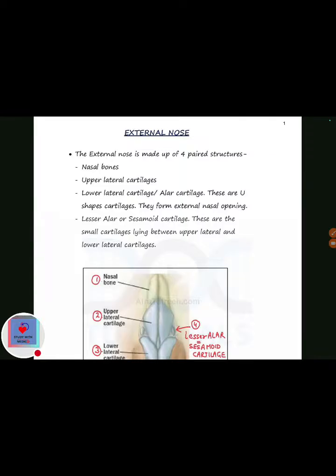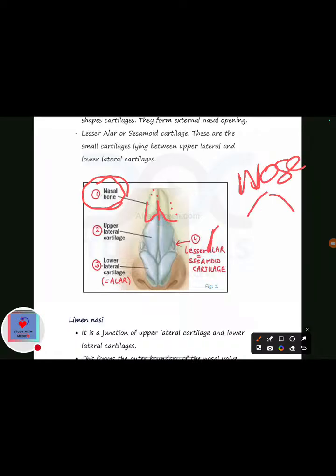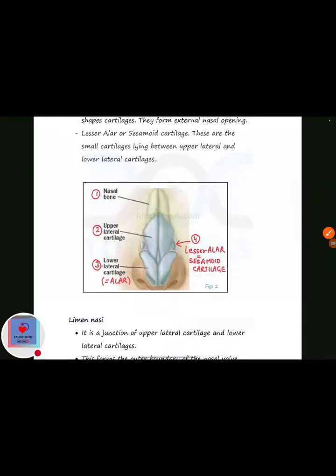So let's see. Talking about the external nose, it is made up of four paired structures. What are the four paired structures? If you see the four paired structures, this is the nasal bone. So actually, the nose is made up of four paired structures consisting of cartilage and bone. So the nose is made up of both cartilage and bone, and these structures are the paired structures.